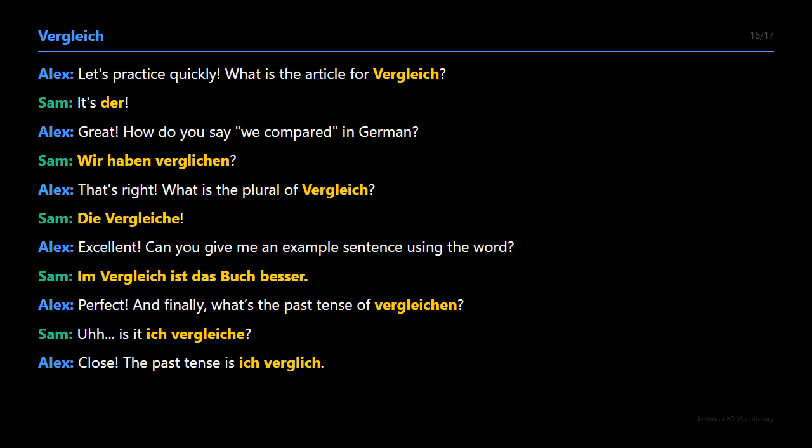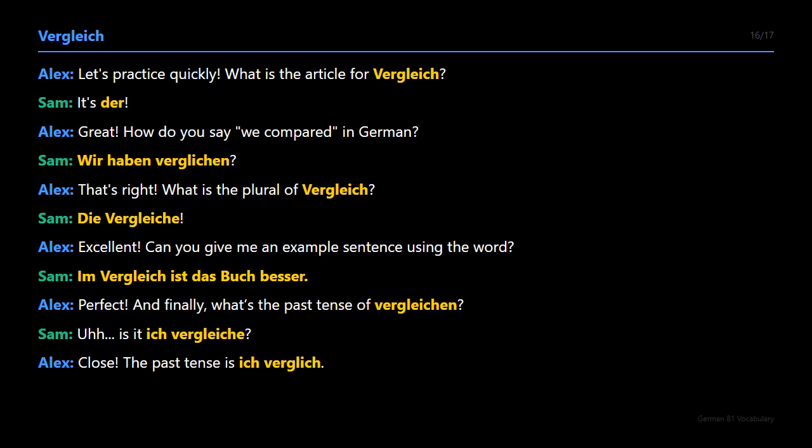Let's practice quickly. What is the article for Vergleich? It's der. Great. How do you say we compared in German? Wir haben verglichen. That's right. What is the plural of Vergleich? Die Vergleiche.